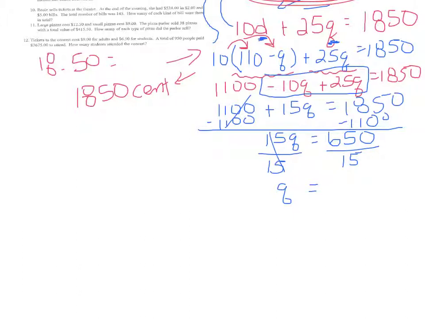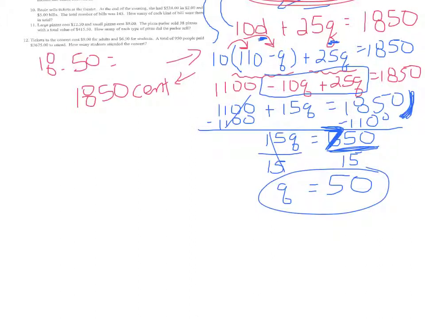And I'm going to look at this again and realize that I made a mistake here. So this should be 750, because 1850 minus 1100 is 750. And now 750 divided by 15 is 50. So I have 50 quarters.